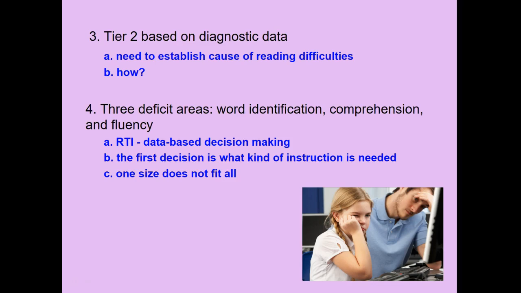Tier 2 should be based on diagnostic data. We need to establish the cause of a reading difficulty. Now, again, there are three deficit areas: word identification, comprehension, and fluency. And again, RTI calls for data-based decision making. The first decision is what kind of instruction is needed. One size of intervention does not fit all. So the intervention must focus on students' deficit areas. All struggling readers are not the same. Some readers struggle in just one of these deficit areas, some two, some all three.